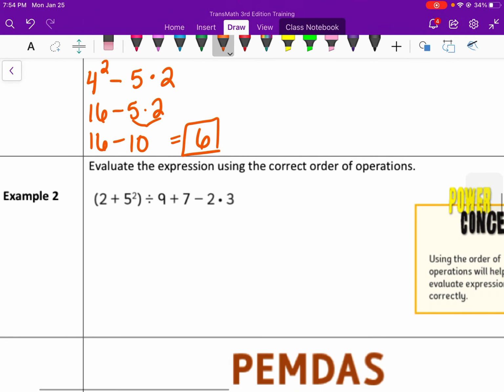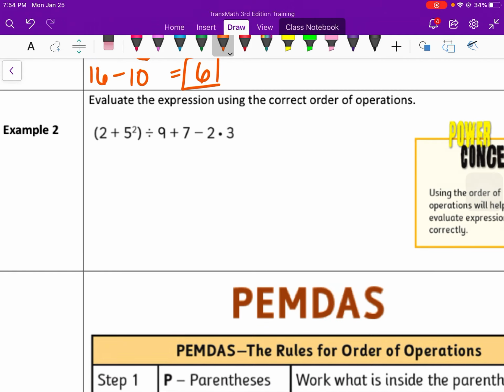Okay, so the more you practice, the easier this will become. Evaluating the expression using the correct order of operations. So inside the parentheses first. Now inside the parentheses, we have an exponent, so we are going to evaluate that before we do the addition. 5 squared means 5 times 5. 5 is the base to the exponent of 2. 5 times 5 is 25. So we're going to have 2 plus 25, and then divided by 9 plus 7 minus 2 times 3.